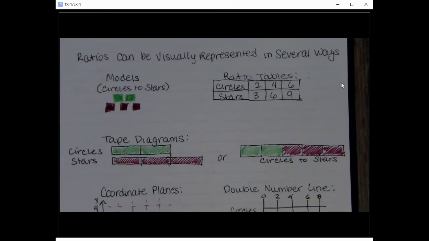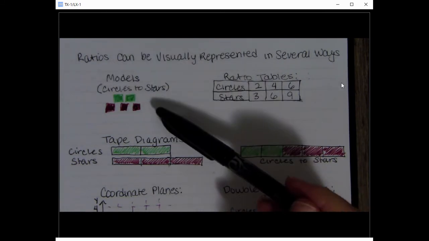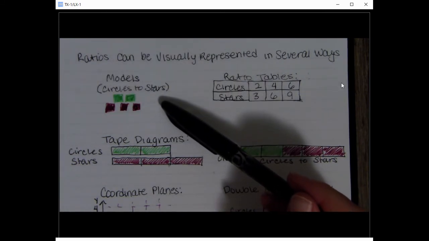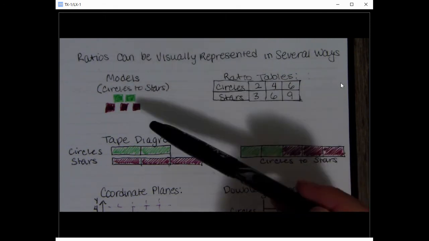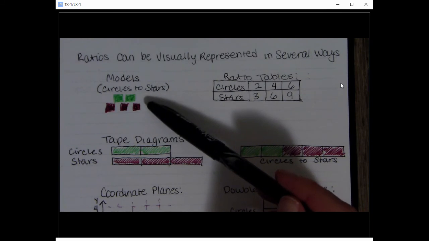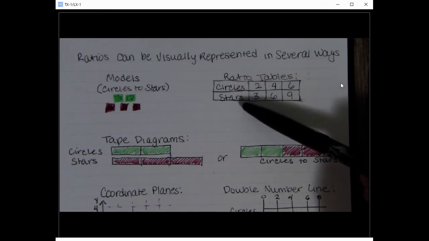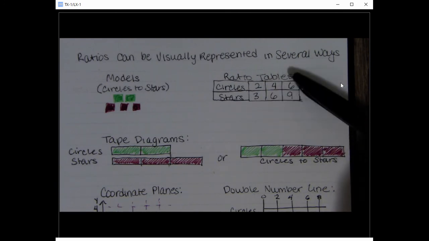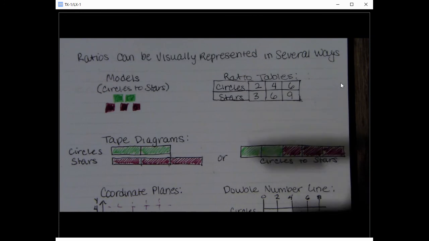Okay, so we can visually see ratios in a couple of different ways as well. So the first way is with models. So you can physically model out how many circles and how many stars there are with boxes, circles, any shape that you would like, just to visually see what the comparison is. Another way that you can use is a ratio table where you write out the amount of circles and stars and compare them by just looking at the different numbers.